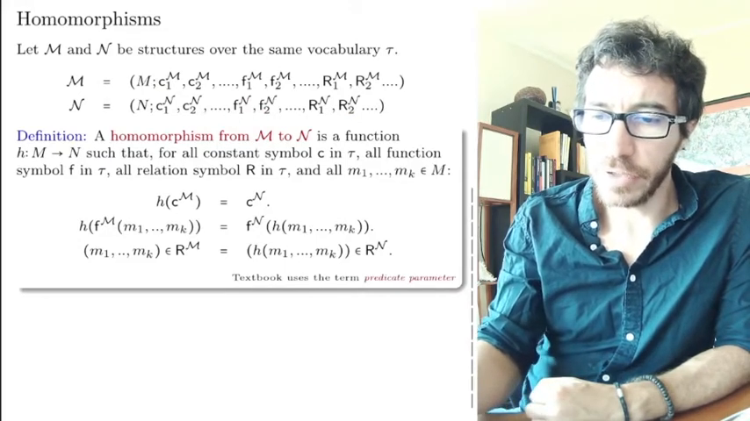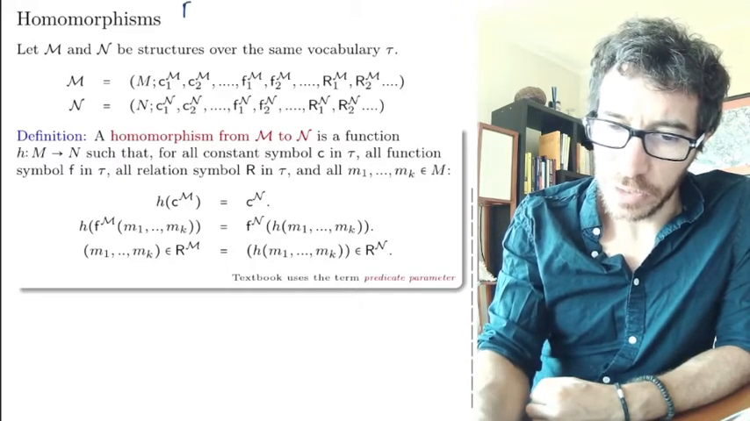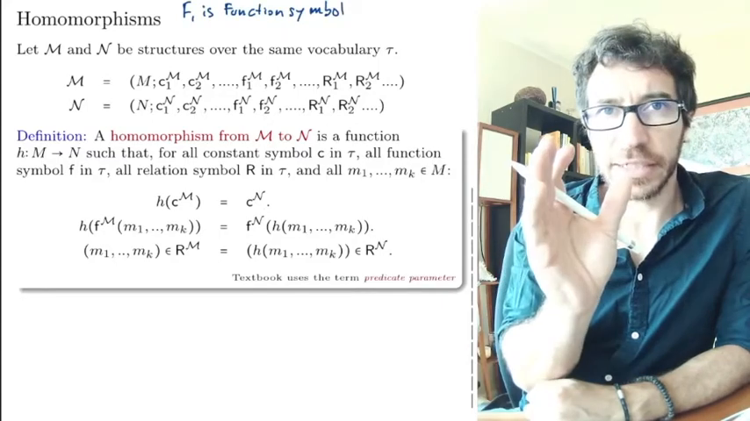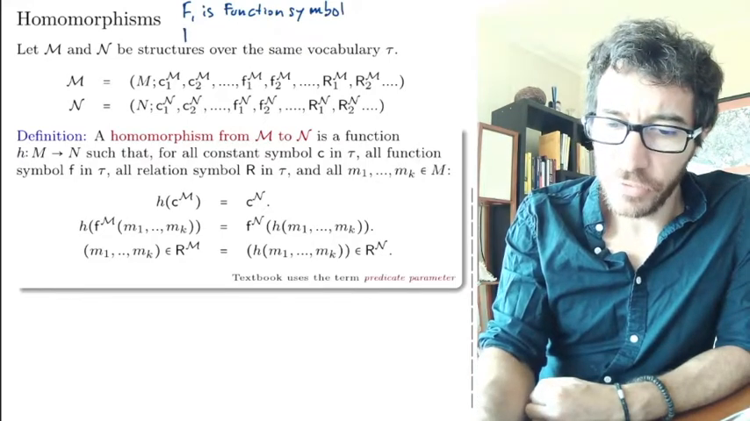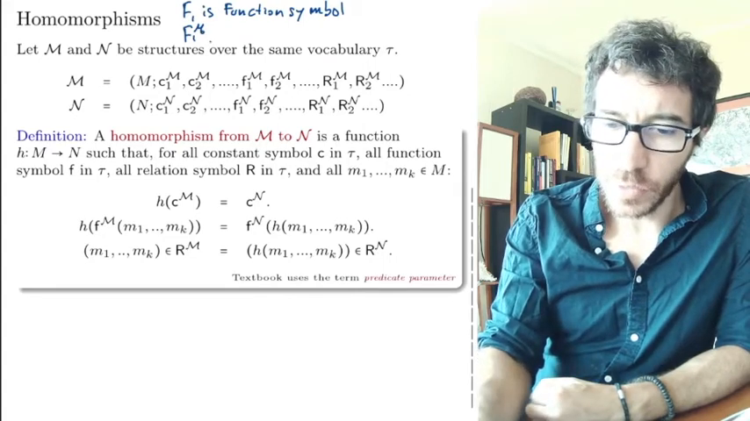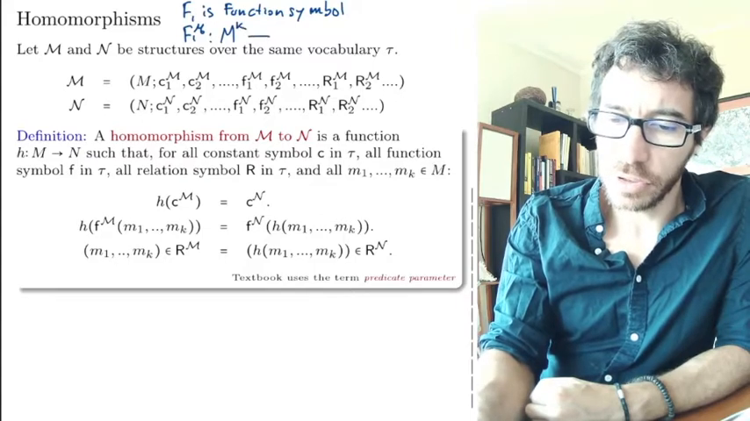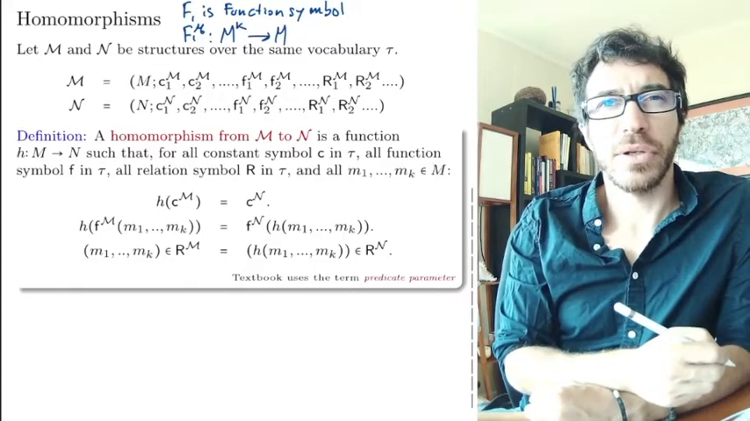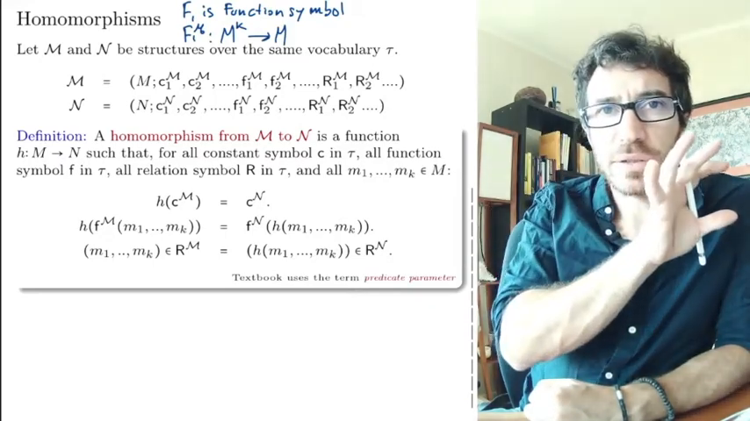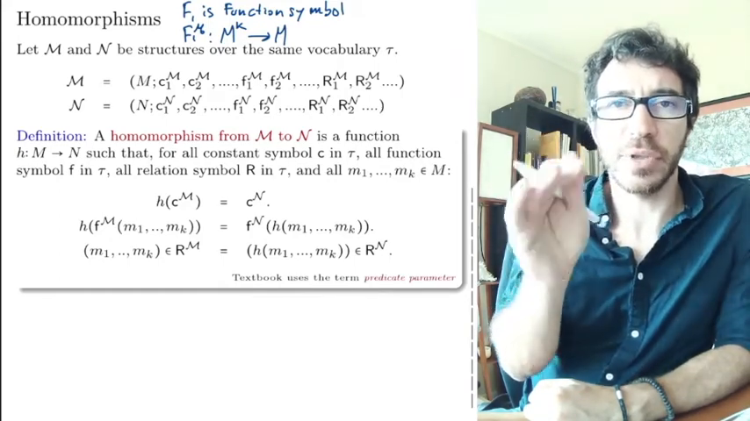So essentially what we have here is, let's say F1 is a function symbol, so a character, and F1 superscript M is not a symbol. This one is a function from M to M, with the appropriate arity. So when we put the superscript M, we're not talking about the symbol anymore. Now we're talking about the actual function representing the symbol in this particular structure.